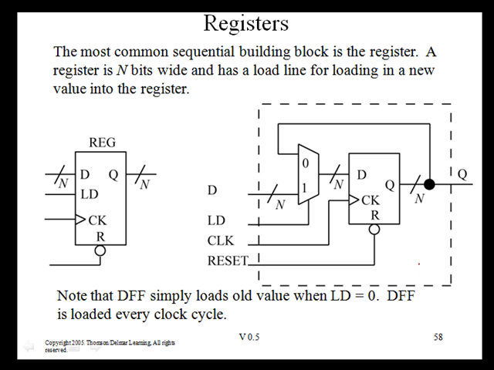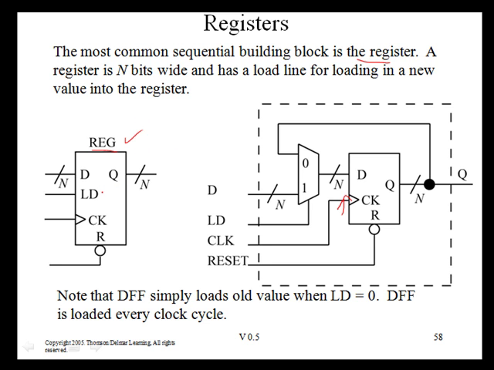Let's begin talking about sequential building blocks. The sequential building blocks are going to be composed of combinational building blocks plus the flip-flops. The most common sequential building block we're going to encounter is a register. A D flip-flop by itself is not very useful because on every active clock edge it is going to get a new value. What we really need is a storage device that we have better control over when it can actually get a new value. And we're going to call that a register.